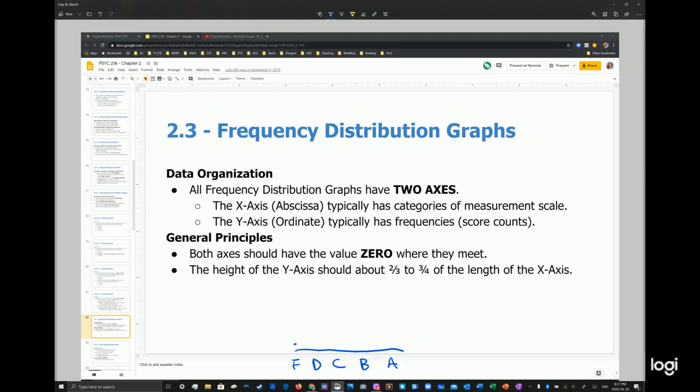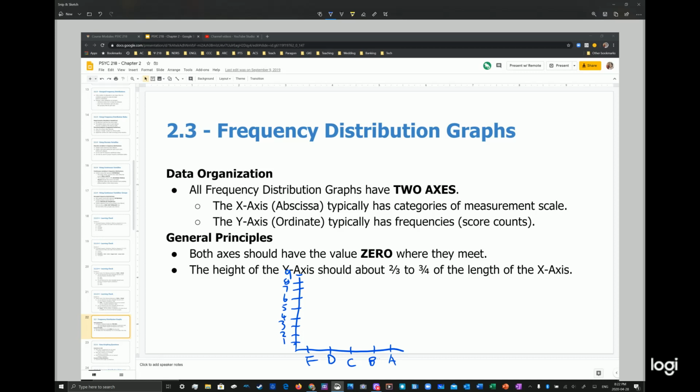And you have your y-axis, which would be your ordinate, and these would be frequencies. Since I already made a line, I can do this: 1, 2, 3, 4, 5, 6, 7, 8. Oh yeah, there's one more. 9. Somebody scored a 9. And I'm going to make this a bit more... F, D, C, B, and A. So this would be an example of the two axes.